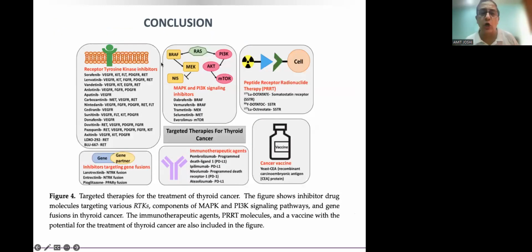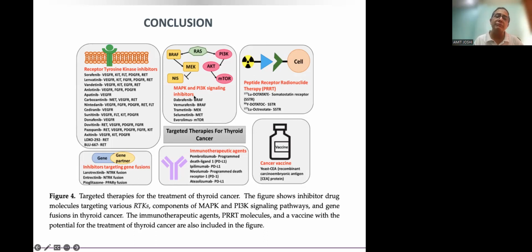One size doesn't fit all, and the various targeted therapies. So this is the last and concluding slide: with the availability of the newer therapies, various receptor tyrosine kinase inhibitors, which block different pathways, like VEGFR, KIT, lenvatinib, another the FGFR. So these are the various targeted therapies which have been available for managing metastatic progressive thyroid cancer, either it's medullary, differentiated, or anaplastic.